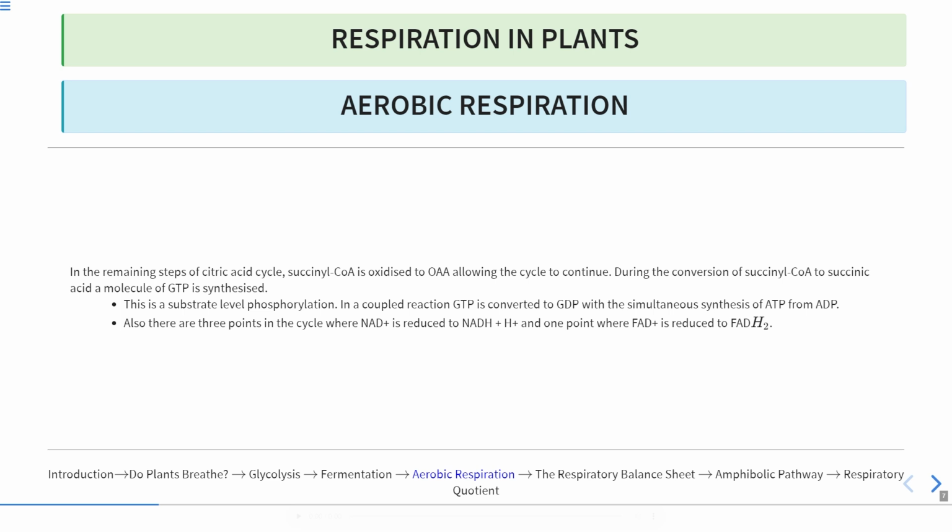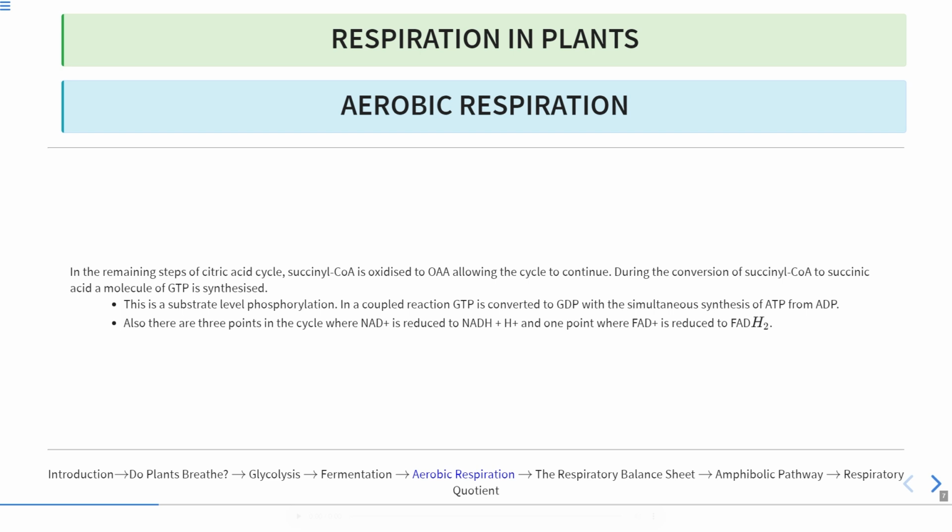If you see the whole reactions, then you can see there are 3 very important steps in which NAD is reduced to NADH2. And at only one particular point, that is the conversion of succinate to fumarate, there is a formation of FADH2 in the presence of the enzyme succinic dehydrogenase. This is a very important reaction.